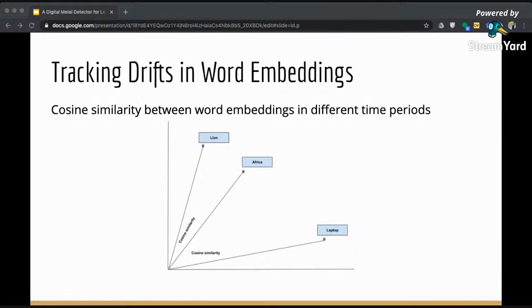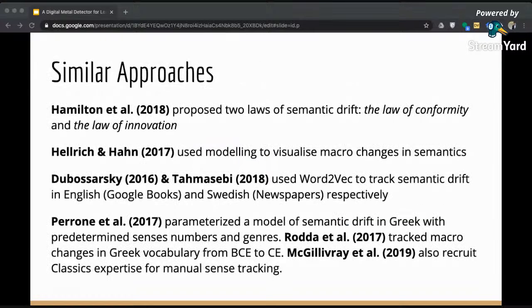In our case, then, instead of measuring similarity between different words in the same time period, we're going to measure similarity between the same word in different time periods. So instead of between lion and laptop, we would be between lion in Homer and lion in the 5th century, for example. This involves some alignment between the time periods, which I'm going to talk about later.